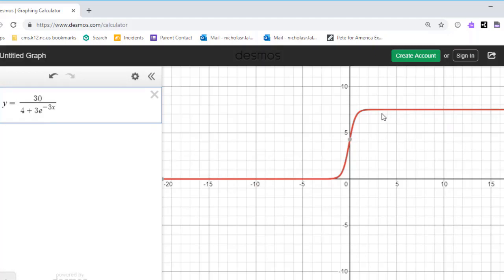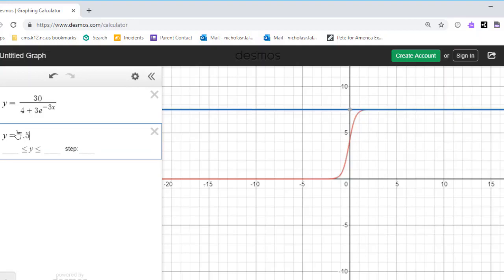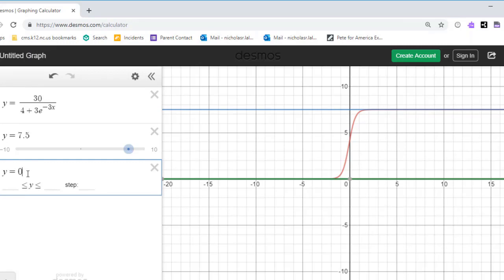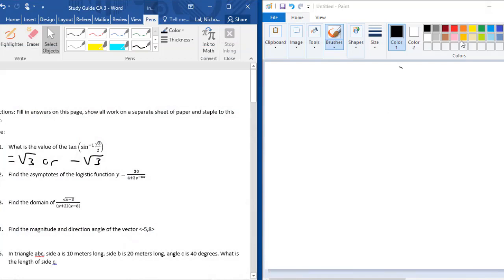Hopefully we can see that as x approaches infinity, y is approaching 7.5. And as x is approaching negative infinity, y is approaching 0. So our two horizontal asymptotes, hopefully you can see it, are y equals 7.5 and y equals 0. So as far as showing our work, we can just say we graphed the function.